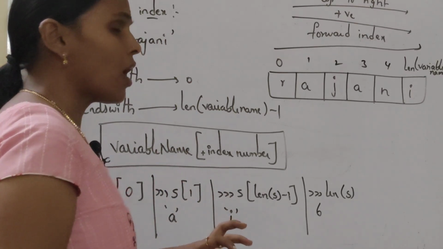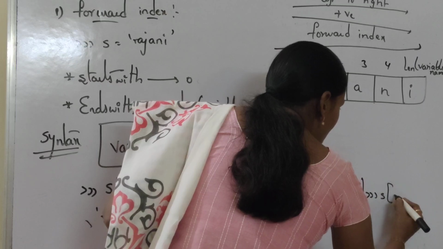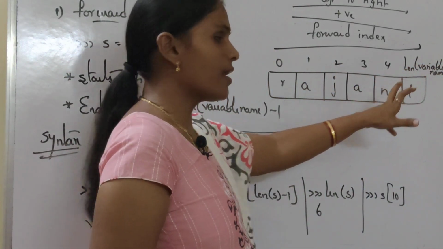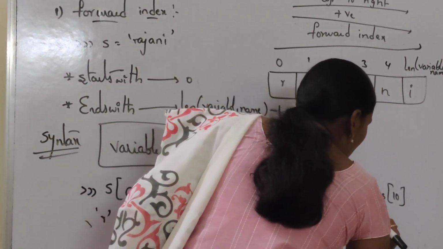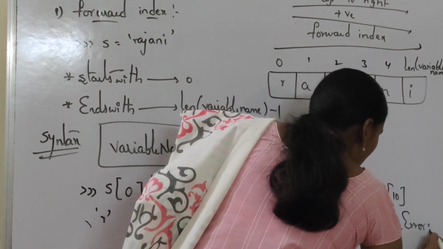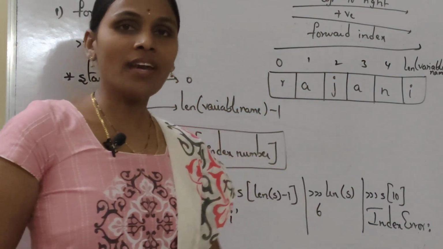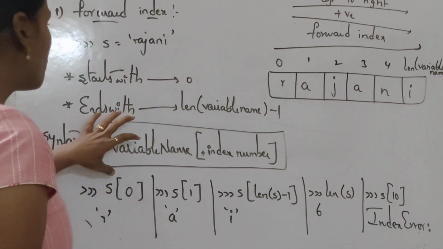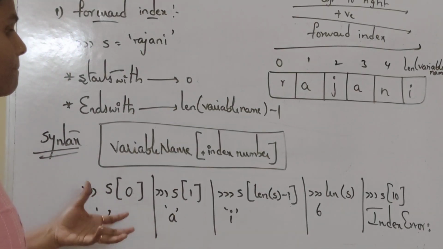If you take an out of range index, that means I will take 10. Index 10 is not available, then immediately we will get an index error. This is the exception, and the message is string index out of range. This is the forward index. Next we will go for backward index.